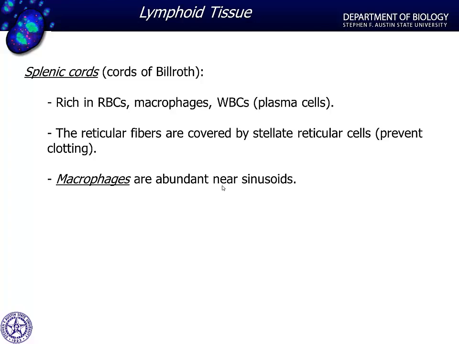Now, outside of the splenic or venous sinuses, we're going to have the cords of Billroth. Again, there are a lot of reticular fibers and reticular cells present to maintain the structure, but this is where we have a ton of cells. A lot of red blood cells, macrophages, plasma cells, lymphocytes, you name it, they're there. Now, the macrophages are there to gobble up all the cells that are destroyed, all the debris that's removed from the surface of the red blood cells. But the reticular cells are there to actually cover over reticular fibers and prevent starting a platelet plug and therefore the clotting cascade.